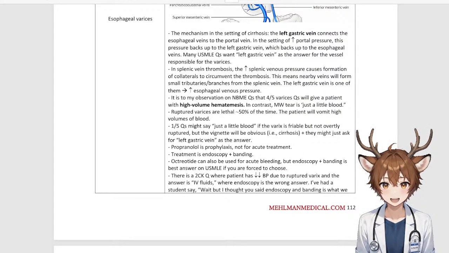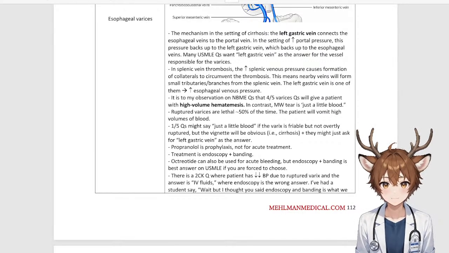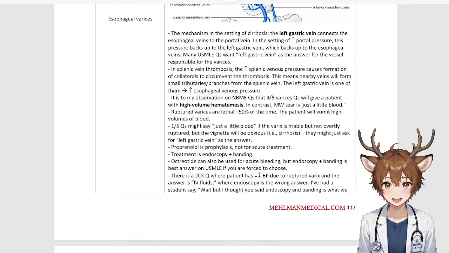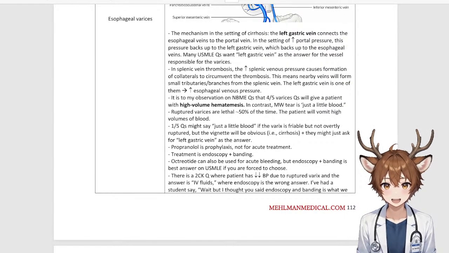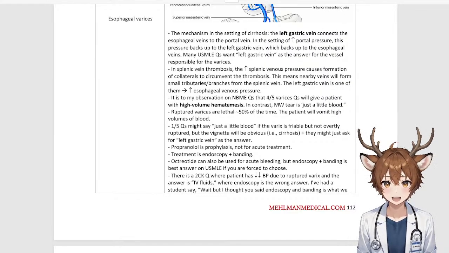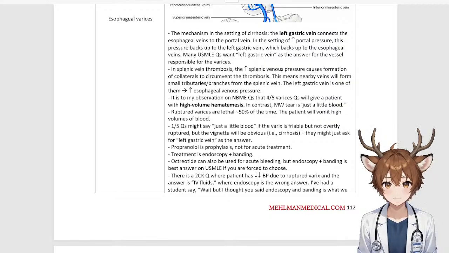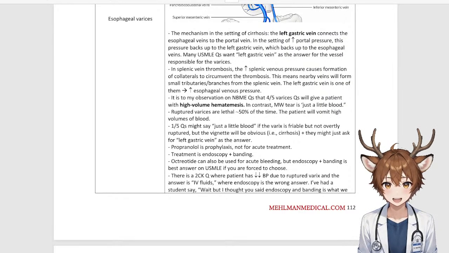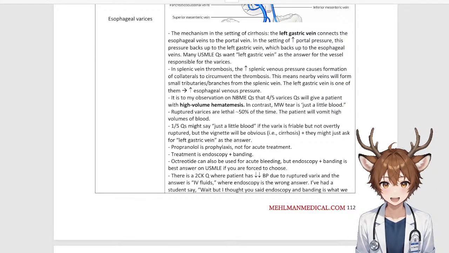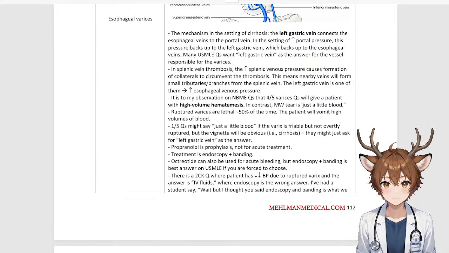It is to my observation on NBME questions that 4 to 5 varices questions will give a patient with a high volume hematemesis. In contrast, Mallory-Weiss tear is just a little blood. Ruptured varices are lethal 50% of the time. The patient will vomit high volumes of blood in esophageal varices. 1 out of 5 questions might say just a little blood if the varix is friable but not overtly ruptured. But the vignette will be obvious, i.e. cirrhosis. Plus, they might ask for a left gastric vein as the answer.